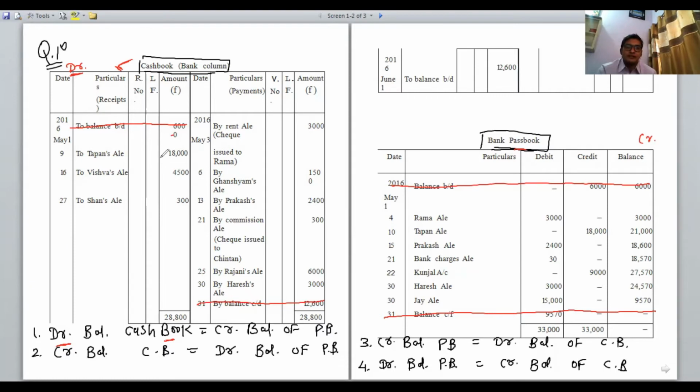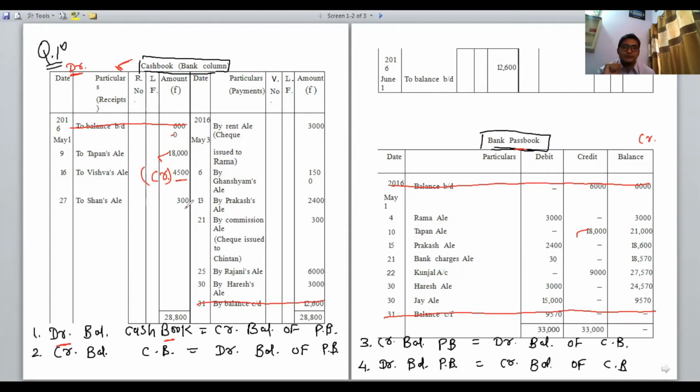Here, the debit balance of cash book is 18,000 and the credit balance is 18,000. Tallying. Second, debit 4,500. Here there is no credit entry for 4,500, so in the bank reconciliation statement, we have to make a credit entry for 4,500.